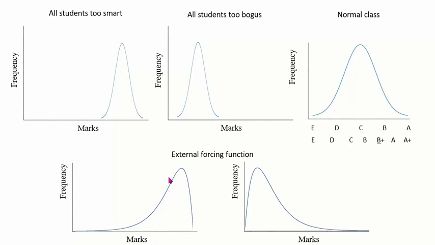This biasing could be because some exam questions might have been leaked prior to the exam, or students might have cheated during the exam using some external means, or the examiner pre-planned to do a favor to the students, while the students' responses to the exam questions were normal. And in case the external forcing function makes the class attain lower marks, then you will have a type of curve as shown here.